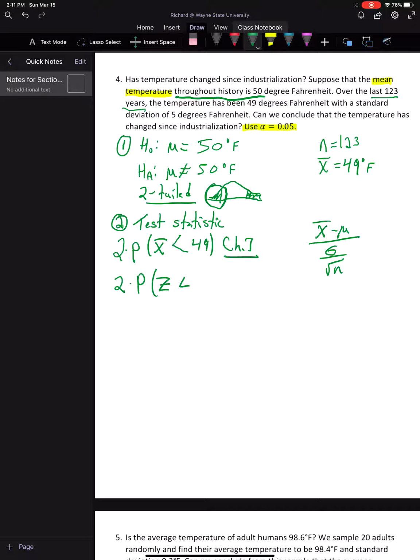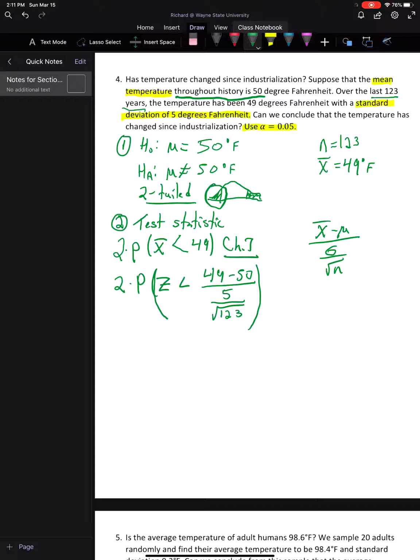Okay, so let's see, we have 49 minus 50. And sigma here, did they give us sigma? They did. I think I overlooked that. So it says with standard deviation of 5 degrees Fahrenheit. Okay, so that's going to be 5 over the square root of n, and n we said was 123.